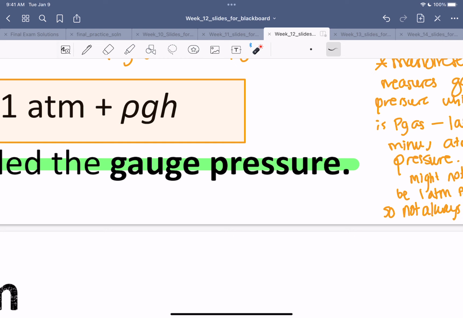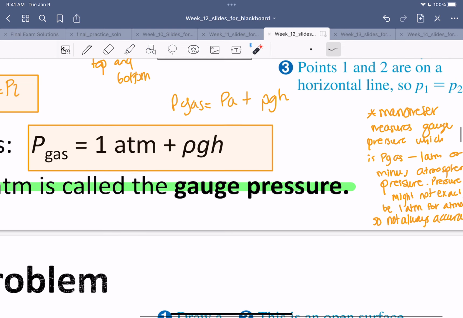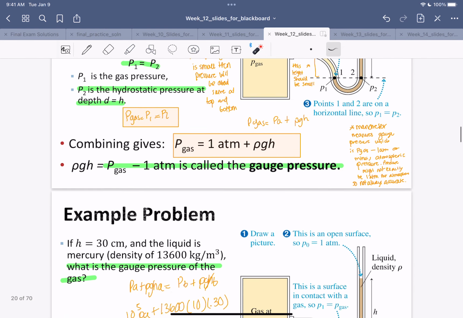I've seen a lot of students do 780 just minus 1. You can't do that. You have to make sure the units match up. If it's in pascals, subtract the atmospheric pressure in pascals. If it's in torr, subtract the atmospheric pressure in torr. And that's how you get the gauge pressure.